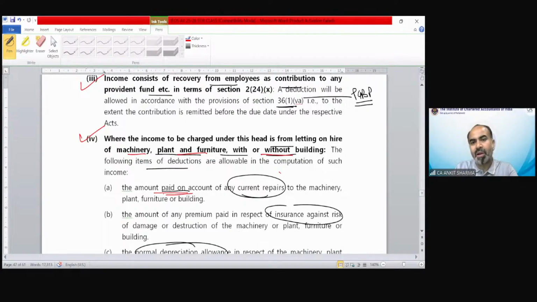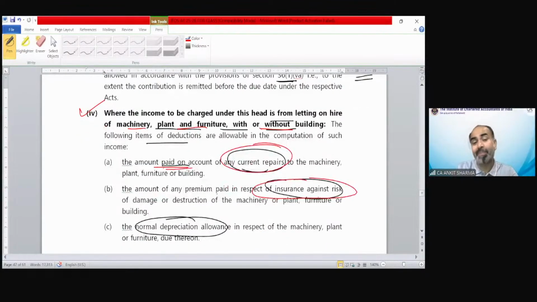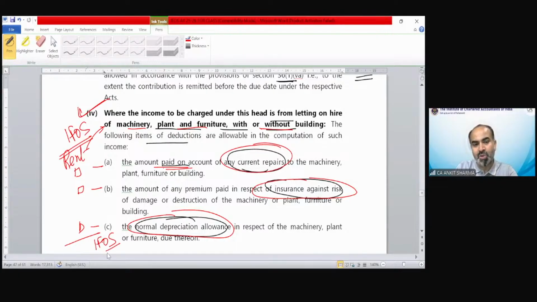The amount paid on current repairs, insurance, etc., and depreciation. So you can claim depreciation also if this income falls under income from other sources, connected to rental income of machinery, plant and furniture with or without building. So if you receive rent from these assets, you can claim these expenditures out of this rental income, and it will be taxable under income from other sources if it is not charged under the PGBP head.